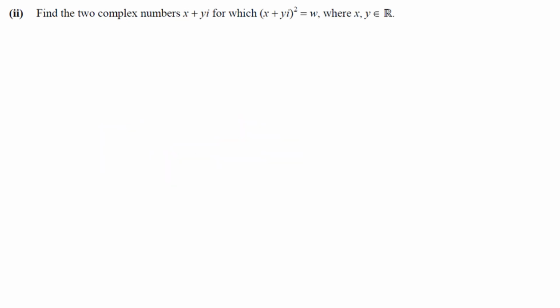So the last part of this question says find two complex numbers x plus yi for which (x plus yi) squared is equal to w. So we have (x plus yi) squared, and that should equal w, which for us is 0 plus i.